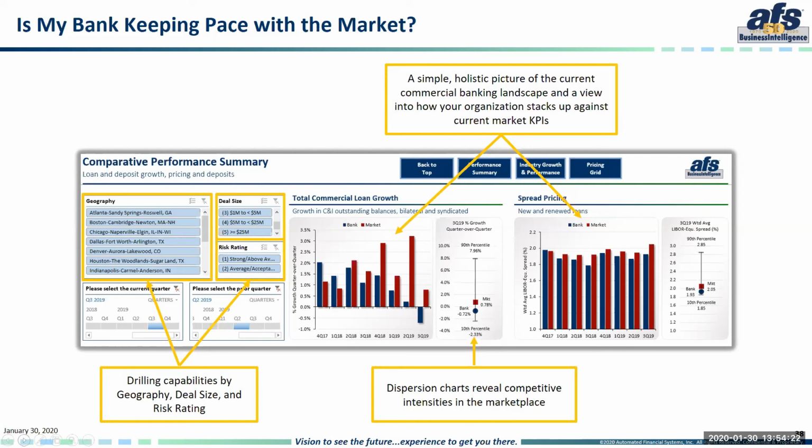Then on the right, we have a couple of dynamic visuals that respond to your selections. So you can track your loan growth versus the market in, say, the Philadelphia MSA or a specific deal size. And in that little box plot there, you can see the dispersion across all the banks in our database. Same thing for spread pricing on the far right. It will respond to all your selections and give you a really nice summary of growth versus pricing in your home turf.